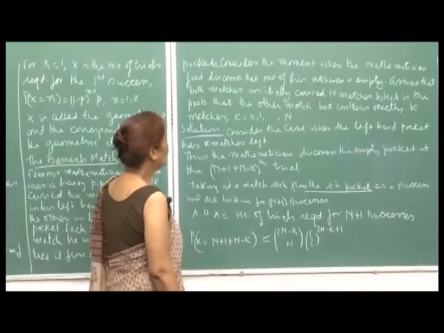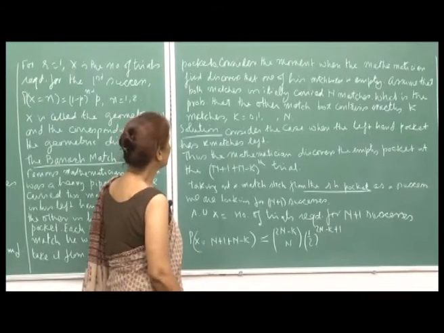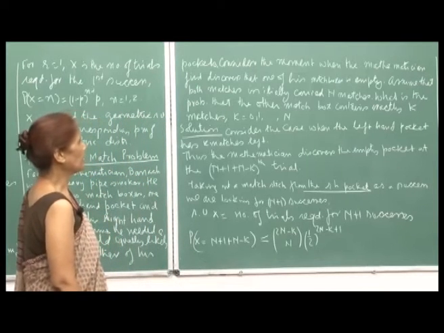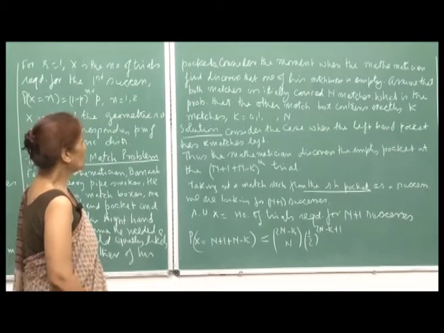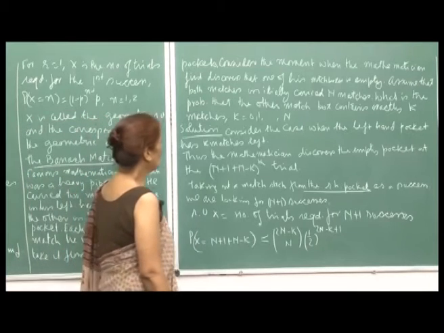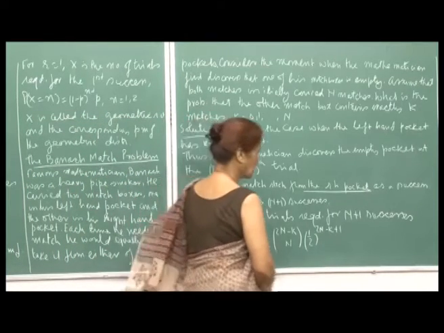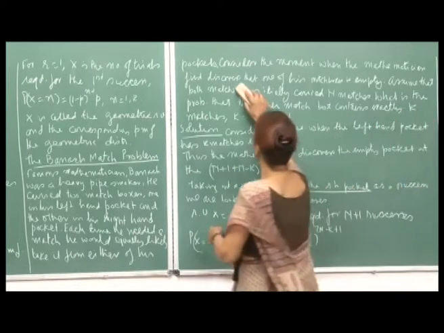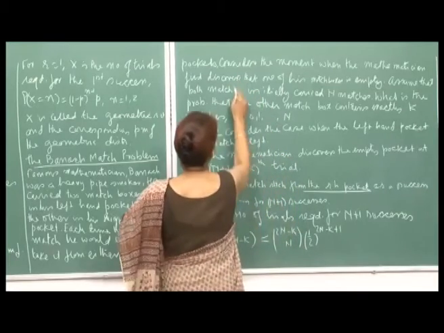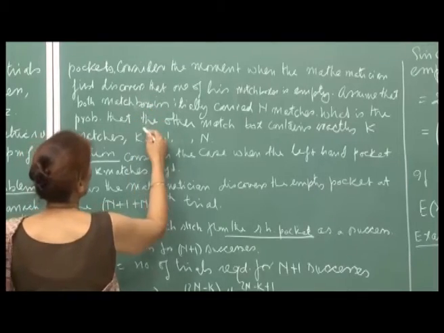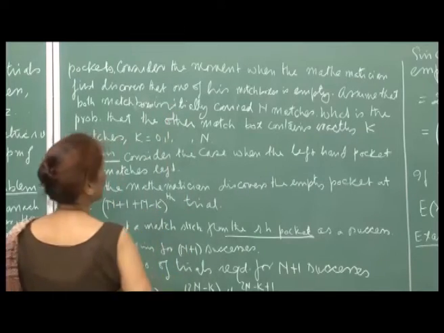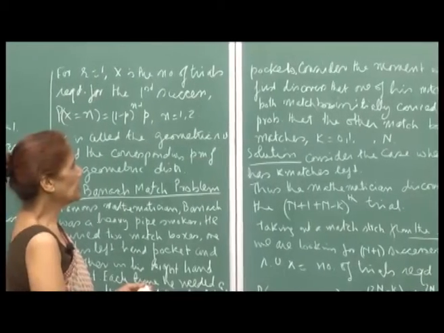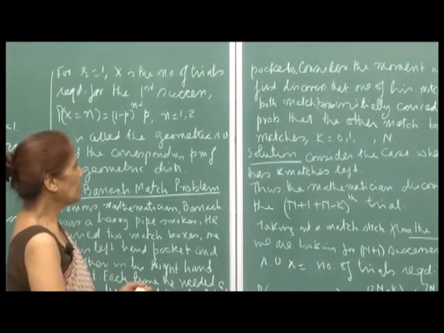And now, consider the moment when the mathematician first discovers that one of his match boxes is empty. Assume that both match boxes initially carried capital N matches. We are asking what is the probability that the other match box contains exactly k matches.